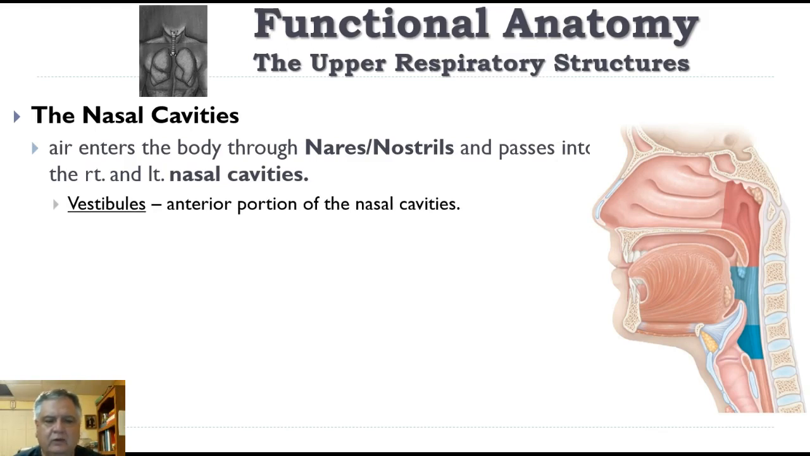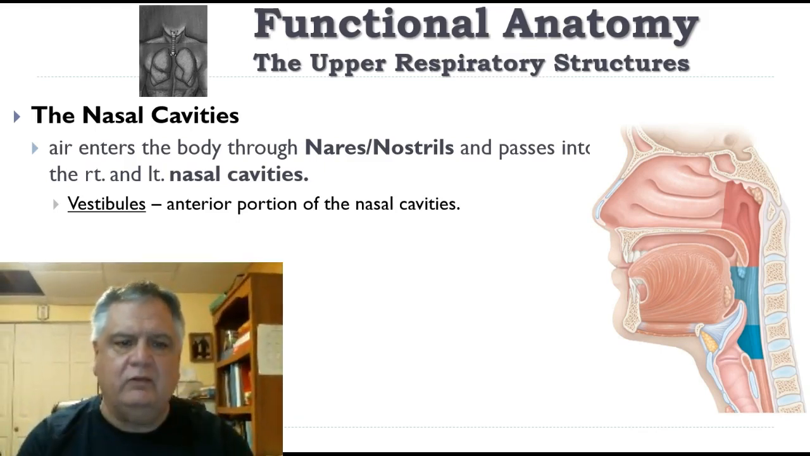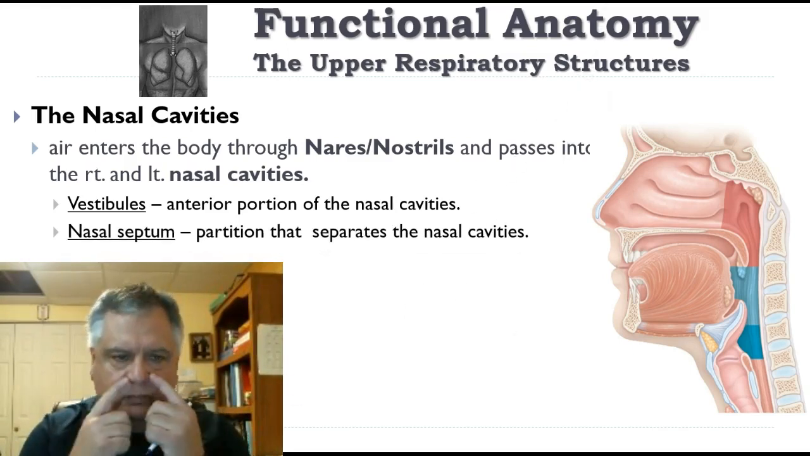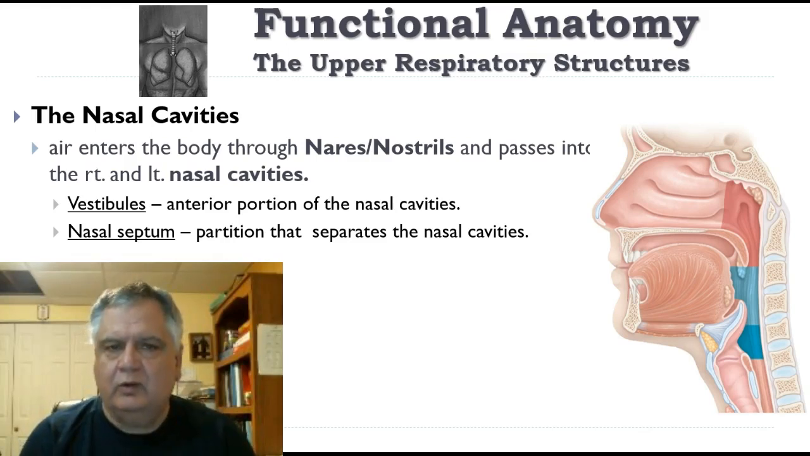Now the nasal cavities, in addition to the nostrils, the openings, the entryway into the nasal cavities, are also composed of an anterior section that's kind of this flared region of your nose that we see from the outside. And that anterior region is referred to as the vestibule. So you have two vestibules, one on each side. Now, the nasal cavities are separated from one another by an internal wall, and usually whenever we look at organs, internal walls are called septa. So there's a nasal septum that acts as a partition to separate the nasal cavities one from the other.